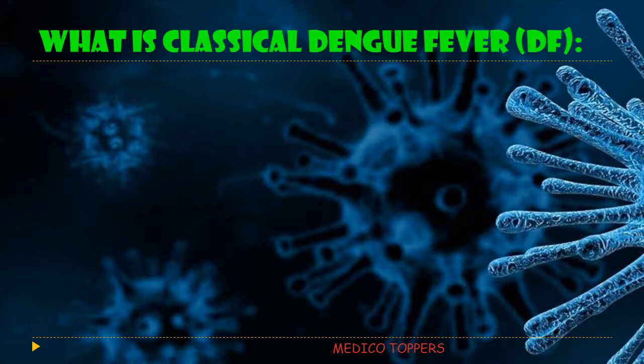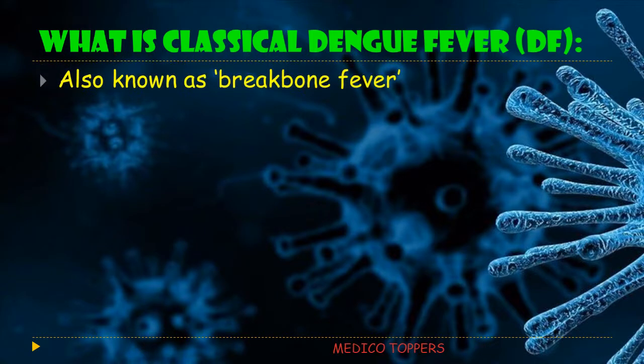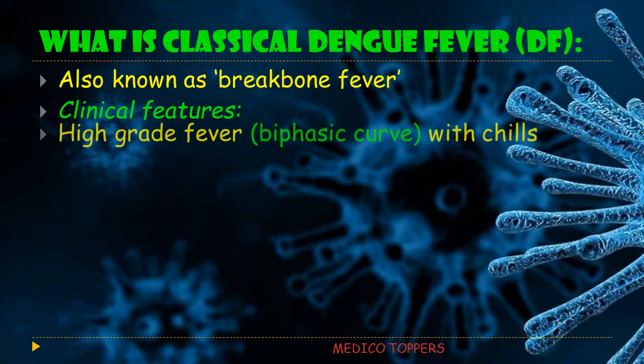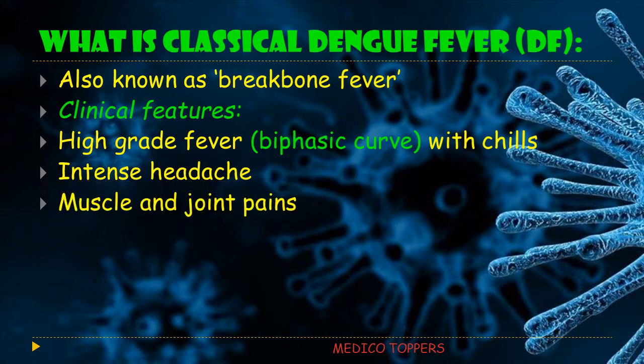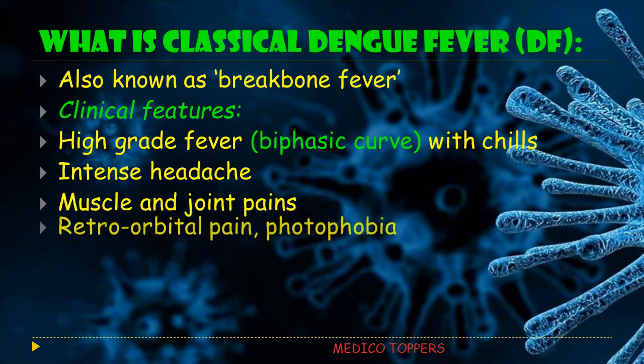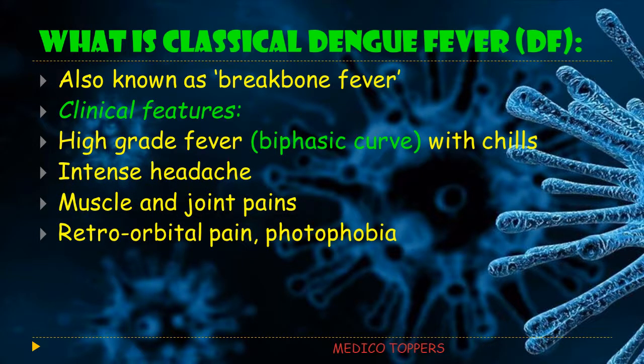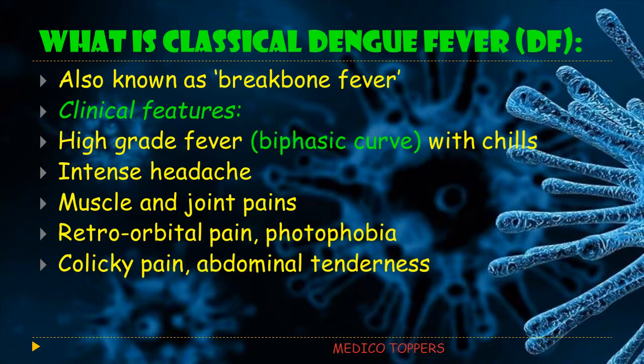What is classical dengue fever? Let's see in detail. So it is also known as breakbone fever, and the clinical features are high grade fever, that is biphasic with chills, intense headache, muscle and joint pains, retroorbital pain and photophobia, then colicky pain and abdominal tenderness, and skin rash will be present.